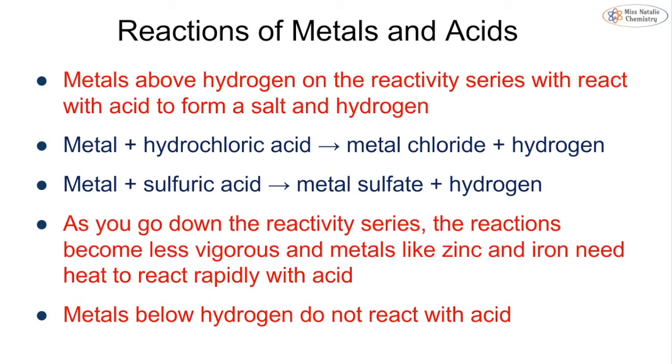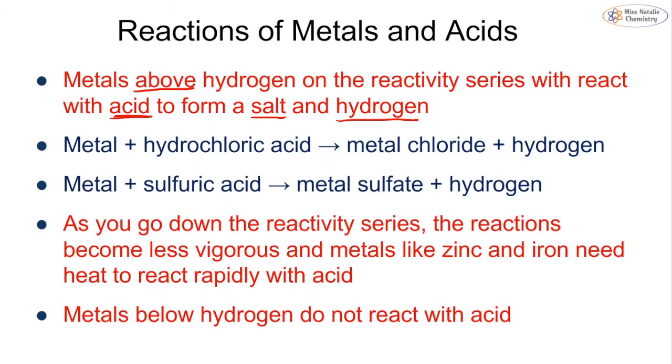We can also react these metals with acids, and these will react to form a salt and hydrogen. And again, metals above hydrogen are going to react with acids to form our salt and hydrogen. So we can have, for example, a metal plus hydrochloric acid giving us a metal chloride, or a metal plus sulfuric acid giving us a metal sulfate, both times making hydrogen gas.